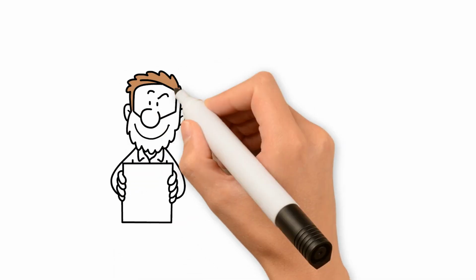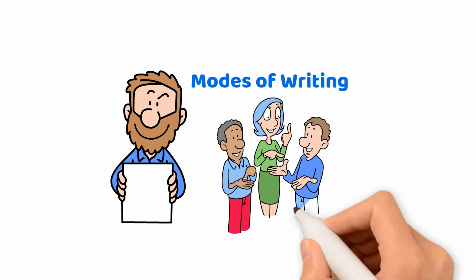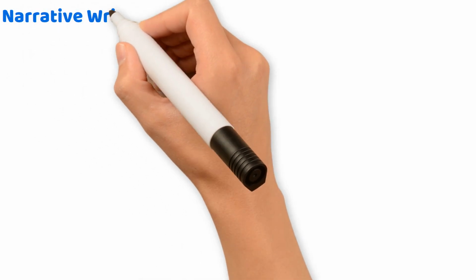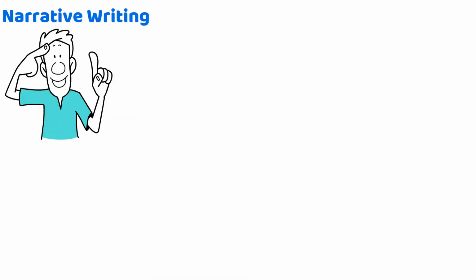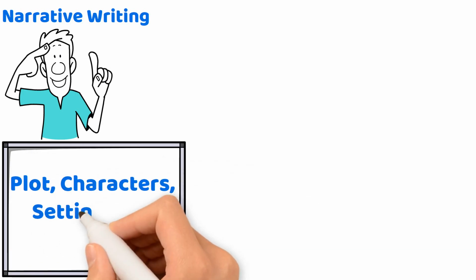For your teacher certification exam, be ready to tackle the modes of writing section, which will demonstrate your ability to guide students in effective communication. Here's how to approach this section. First up, we have narrative writing. Understand that narrative writing is centered on storytelling. It is characterized by elements like plot, characters, setting, and conflict.